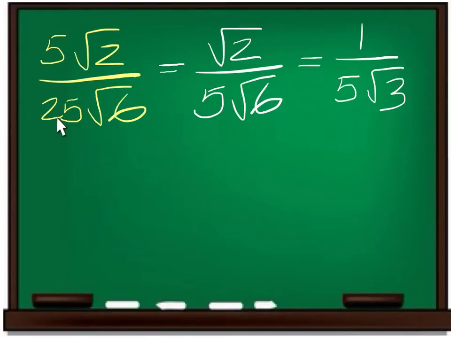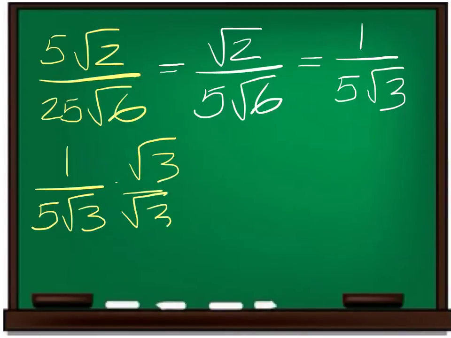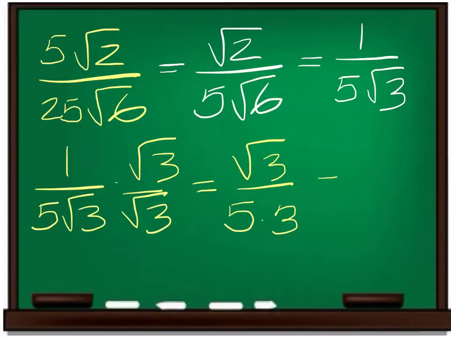5 over 25 is 1 over 5. Square root of 2 over square root of 6 is 1 over square root of 3. This goes into this 3 times. Into itself once, so it's gone. Now we have 1 over 5 square root of 3. We have to multiply the top and the bottom by the square root of 3 and come up with square root of 3 over 5 times 3. So your final answer is square root of 3 over 15.